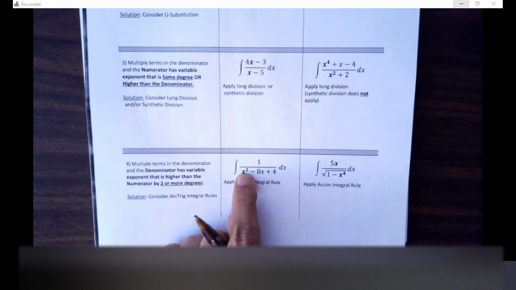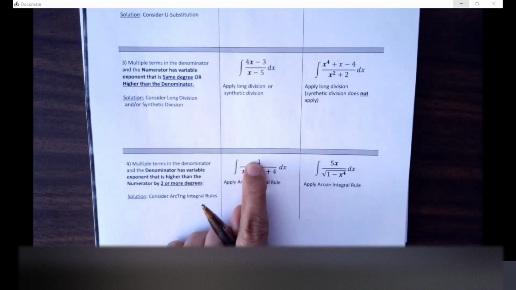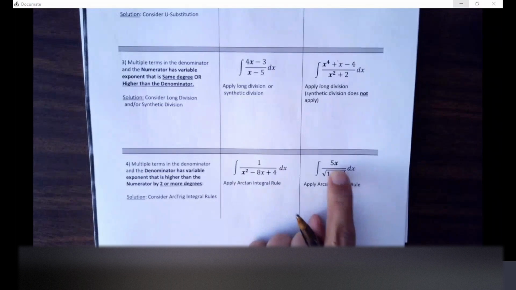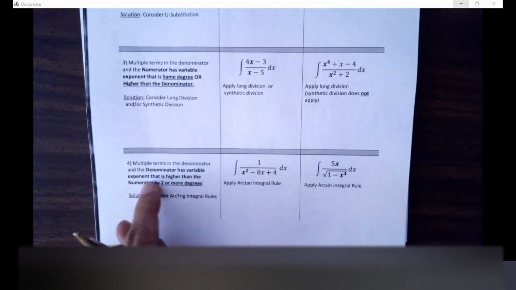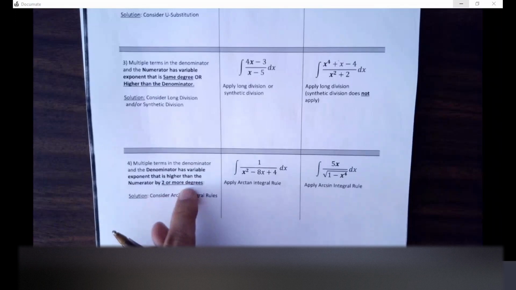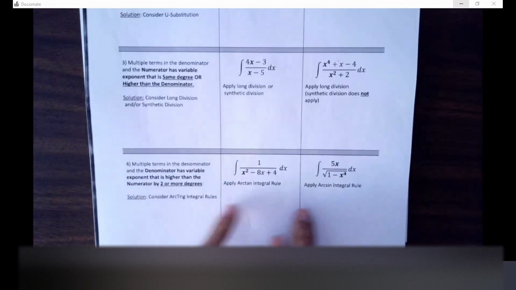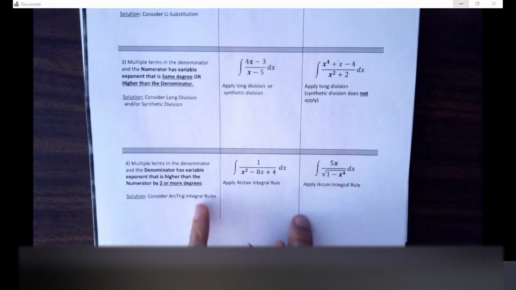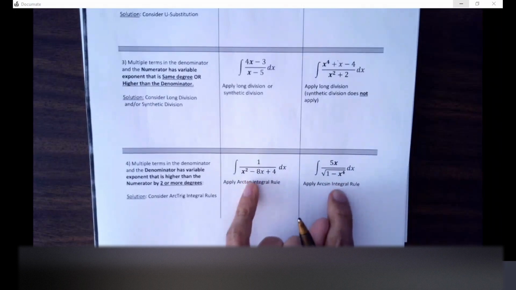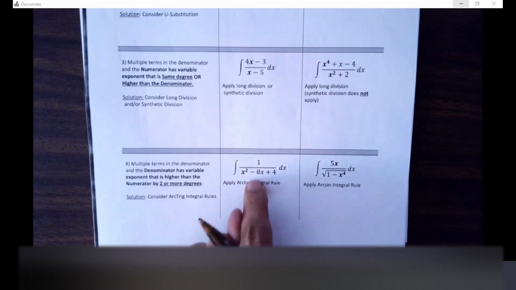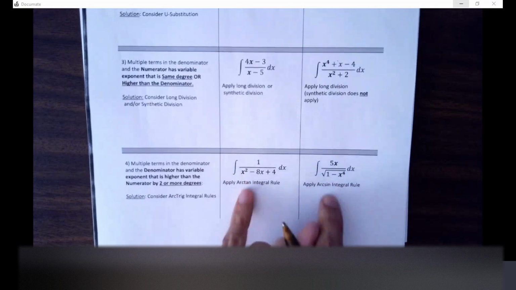So x squared versus x to the 0 power, x to the 4th versus x to the 1st power. So your denominator has a variable exponent that is higher than the numerator by 2 or more degrees. Then we've got to involve potentially arc trig. Okay, and arc trig are ones where we may have to potentially complete the square. So why don't we do these as well?